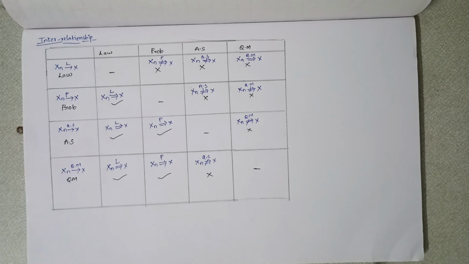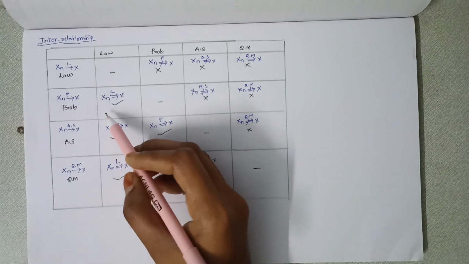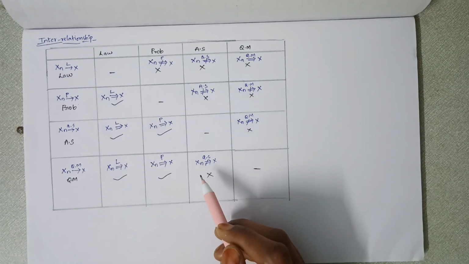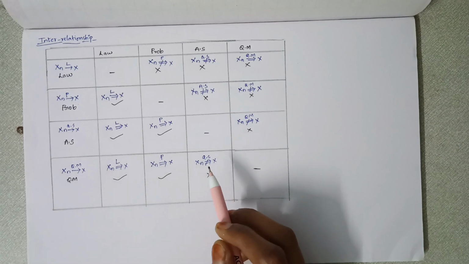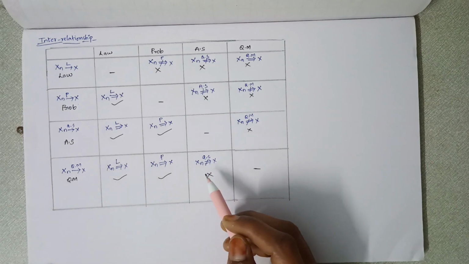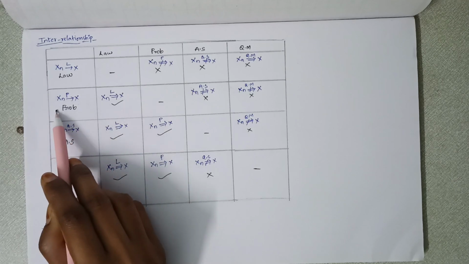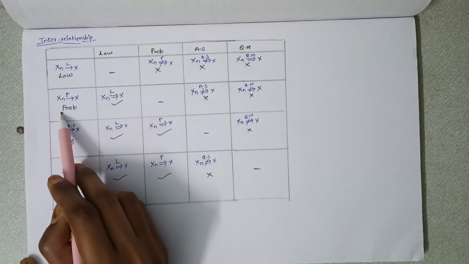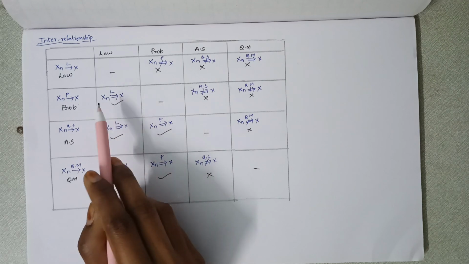And I hope it's clear. Here the cross marks imply counter implications and the tick marks imply implications. Now, one by one, we need to solve these implications. In the next video, we are going to see how to prove this one. If the sequence is convergent to X in probability, then we need to prove that the sequence is also convergent to X in law.